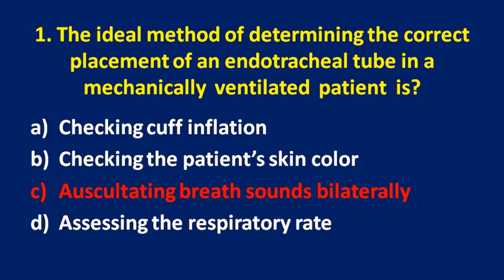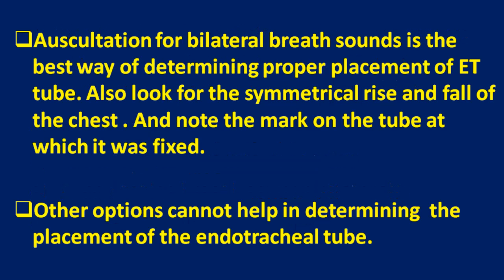Correct answer is option C. Auscultating breath sounds bilaterally. Auscultation for bilateral breath sounds is the best way of determining proper placement of endotracheal tube. Also, look for the symmetrical rise and fall of the chest and note the mark on the tube at which it was fixed. Other options cannot help in determining the placement of the endotracheal tube.